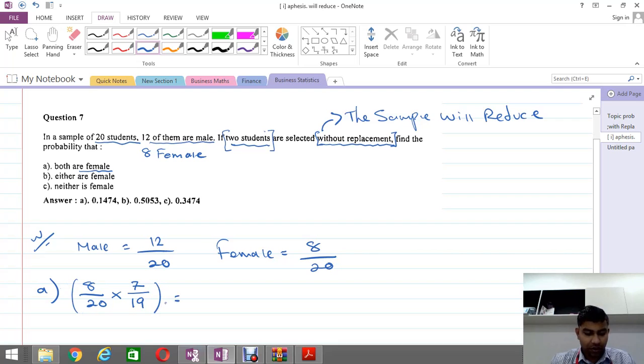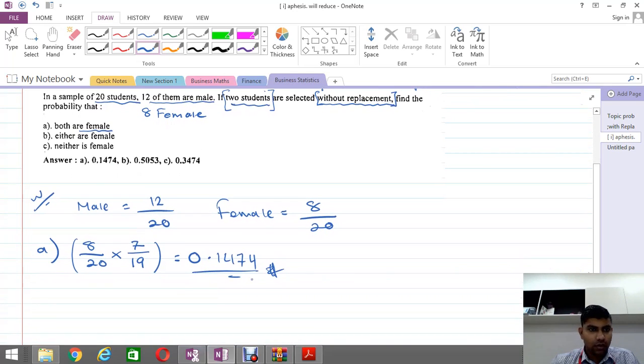So this is how you do the without replacement. So how much you get? So you will get 0.1474. Okay, B.